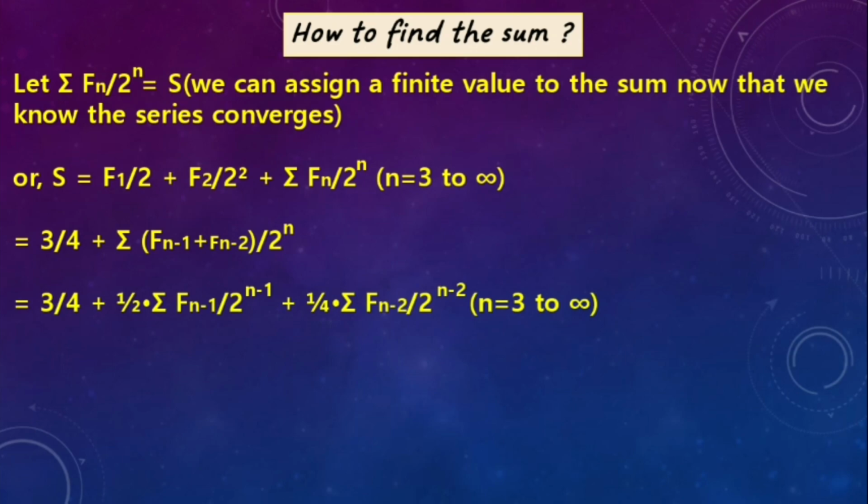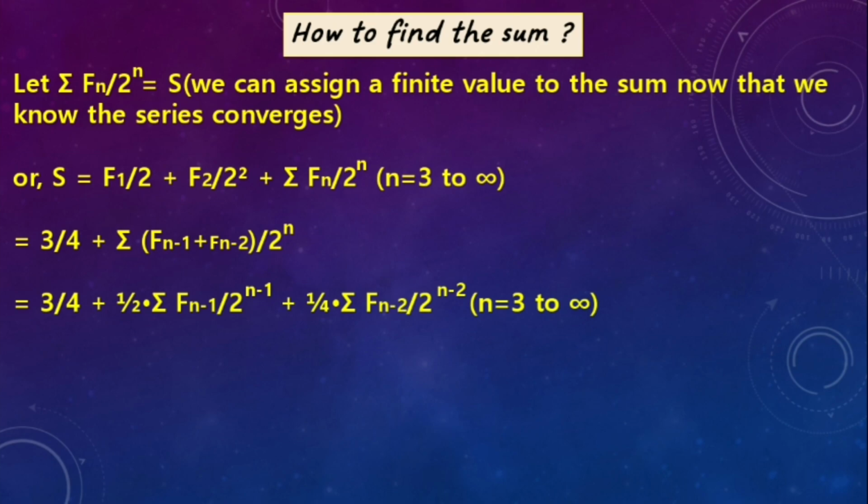We can rearrange s, we can write s equals F1 upon 2 plus F2 upon 2 squared plus the summation as n goes from 3 to infinity of Fn upon 2 to the power n. And why have we done such a thing? Because the recursive relation that the Fibonacci sequence follows, which is Fn equals Fn minus 1 plus Fn minus 2, is only valid for n bigger than or equal to 3. So we have separated the first two terms and then written the same series from 3 to infinity. In the next step, we know F1 and F2 both are 1, so we add them.